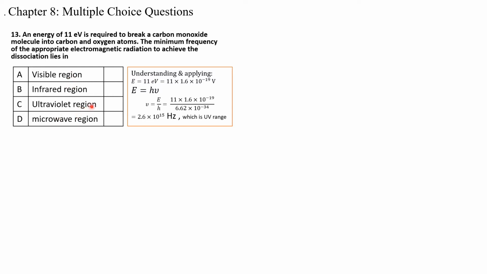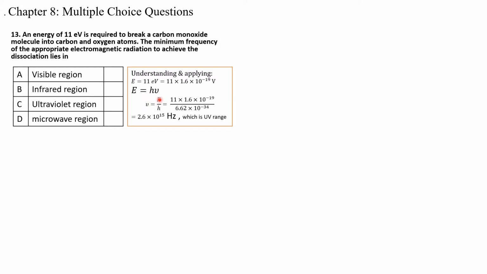Either you can remember it or we will understand it also. Given E equals 11 electron volt, we have to convert into joules by multiplying by 1.6 into 10 to the power of minus 19. So we get E is equal to H into nu, where nu is the frequency. Therefore, we have to calculate the frequency nu. Rearranging, nu is equal to E by H, that is shifting H to the denominator.